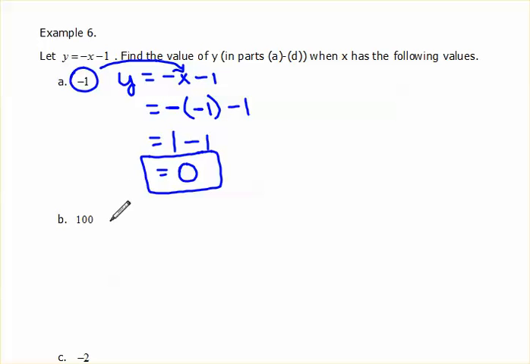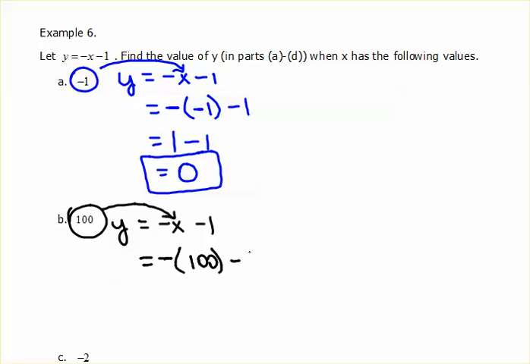So I'm going to recopy my formula. The original formula said y equals negative x minus 1. So I'm going to take that value of x and plug it right in there in place of x. So that means we have negative, but instead of x, we're using 100 minus 1. So the opposite of 100 is negative 100, minus 1 is negative 101 because the signs are the same, so we add and keep the sign.